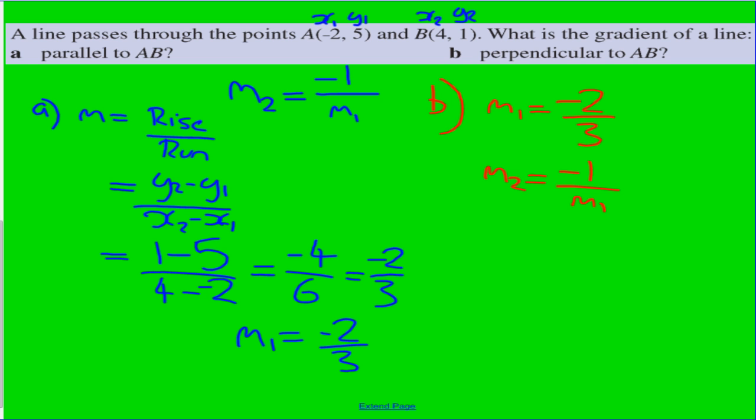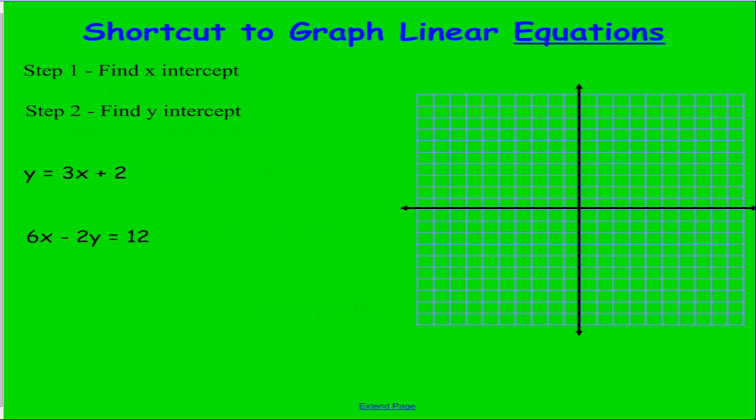Now this is going to get a little tricky, but I'm sure everyone will be fine. So we have -1 divided by -2/3. When you're dividing a fraction by a fraction, remember, keep the first one, turn it into multiplication, and flip the second fraction. Negative times a negative is a positive, and 1 times 3/2 simply leaves you with 3/2. So that is the gradient perpendicular to our AB line, is 3/2. And that's it. The last skill was a shortcut to drawing linear equations. Remember, linear equations are just simply straight lines.